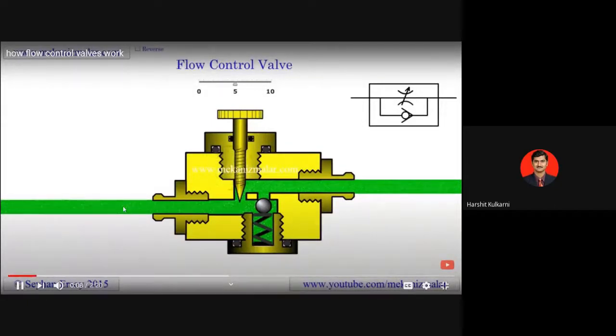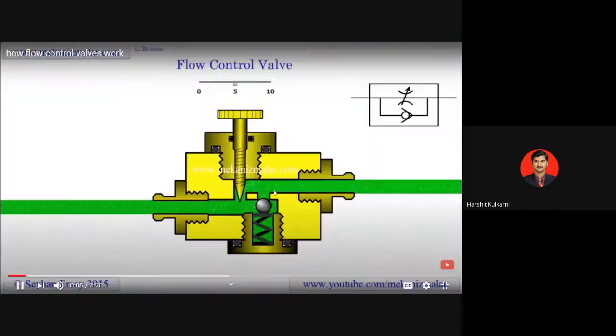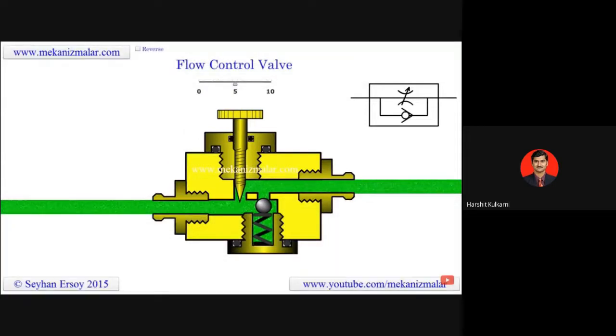Tutorials of mechanisms by me. Flow control valve, needle valve. Welcome to the video tutorials of mechanisms by me, Hannes Muller. In my previous video, the working principles of a needle valve have been explained.